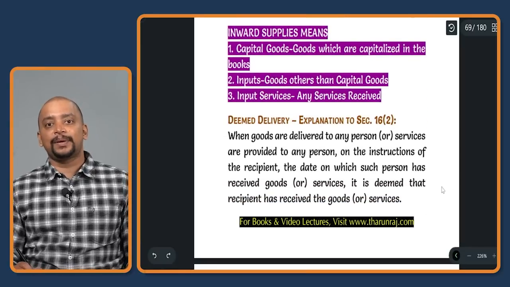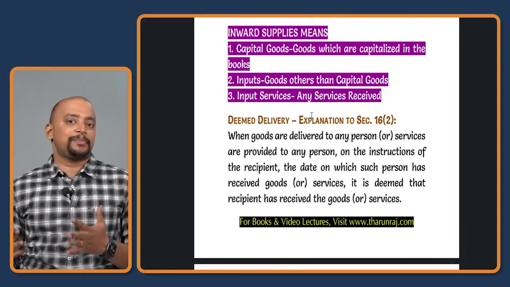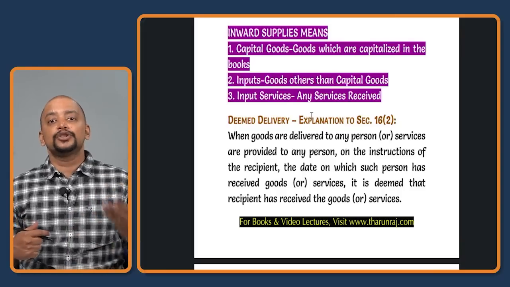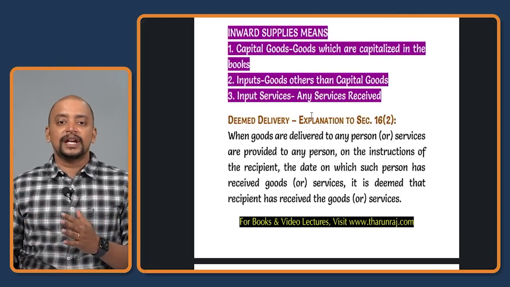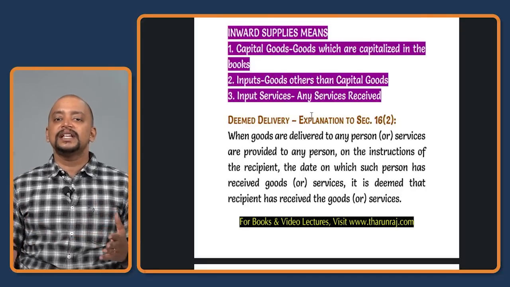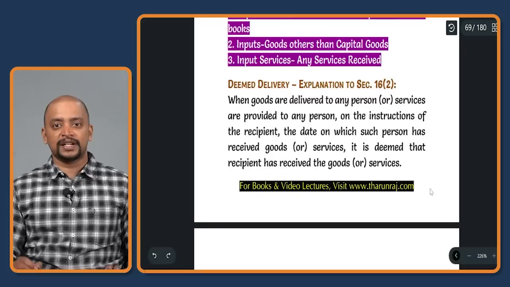Then inward supplies means what? Inward supplies means it can be inputs, input services, or capital goods. Inputs means which are charged to P&L other than capital goods. Capital goods means which are capitalized, is known as capital goods, and input service means any service received. But all these 3 should be used or intended to be used in the course or furtherance of business.